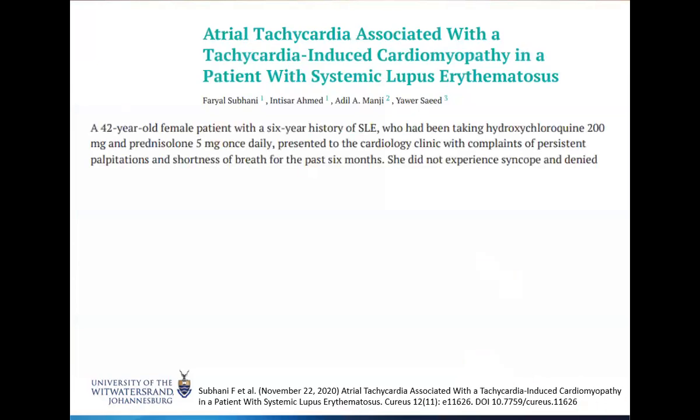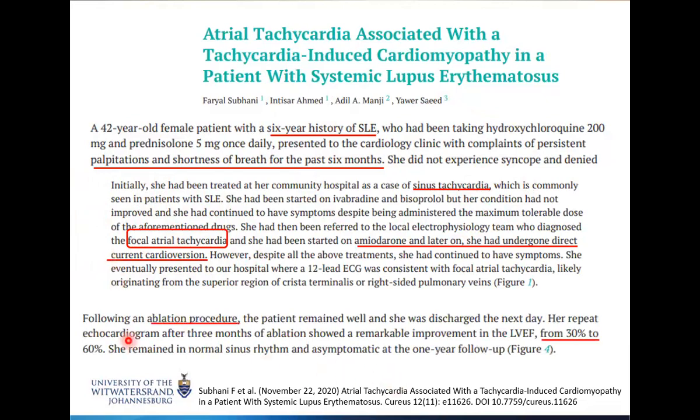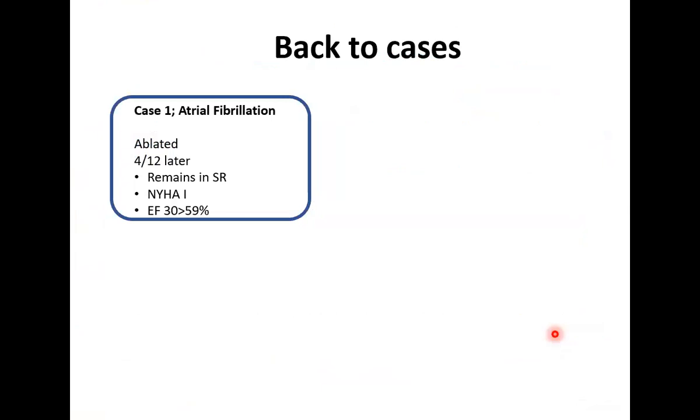For atrial tachycardia, I just want you to quickly look at this. This is just a case study. There's a patient with lupus, systemic lupus erythematosus, who had been there for some time and came in quite symptomatic, initially diagnosed as sinus tachycardia, but subsequently referred to an electrophysiologist who then found that this was actually focal atrial tachycardia, not sinus tachycardia. The patient had ablation, and there was improvement of the ejection fraction, doubled from 30 to 60%.